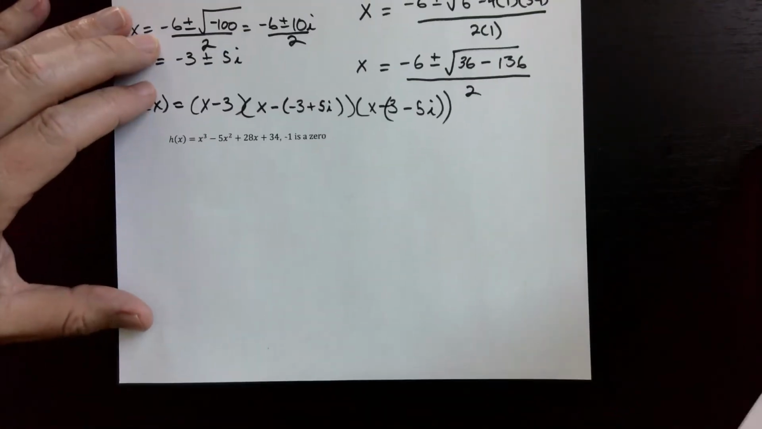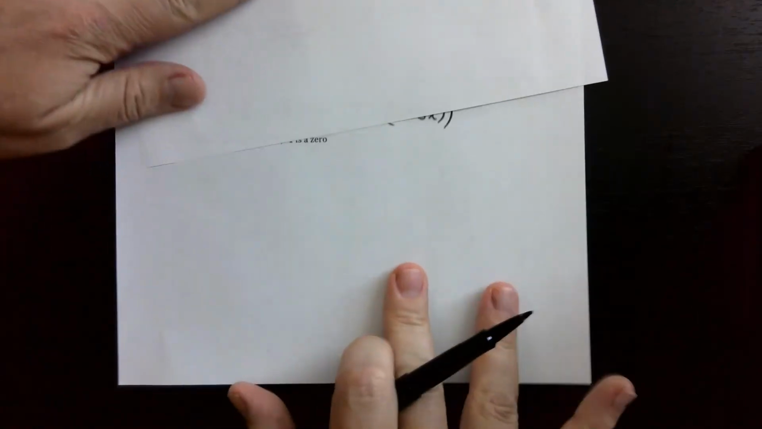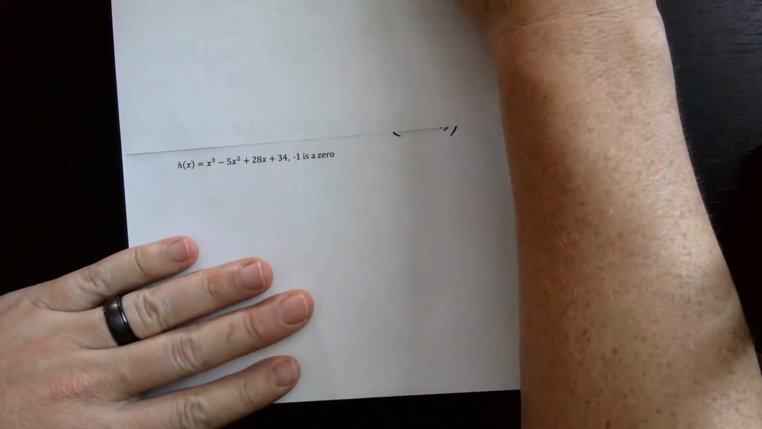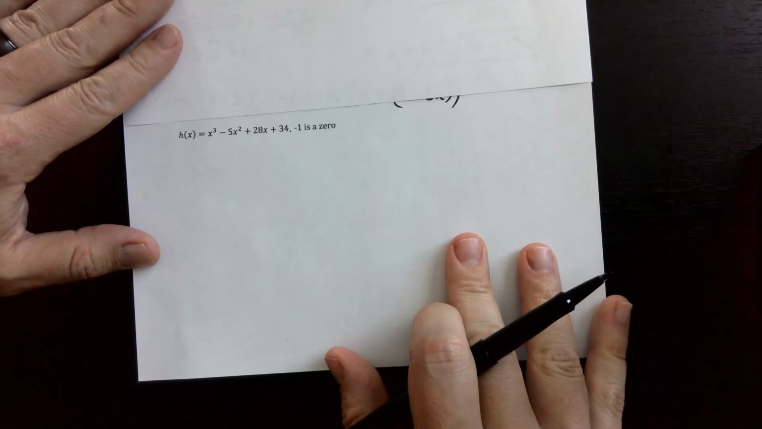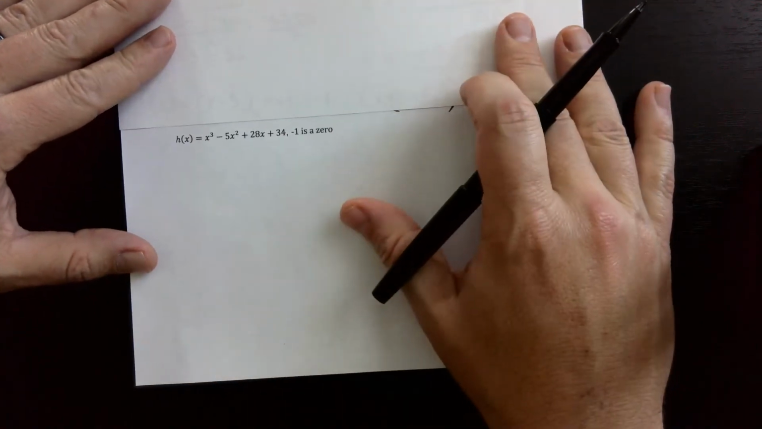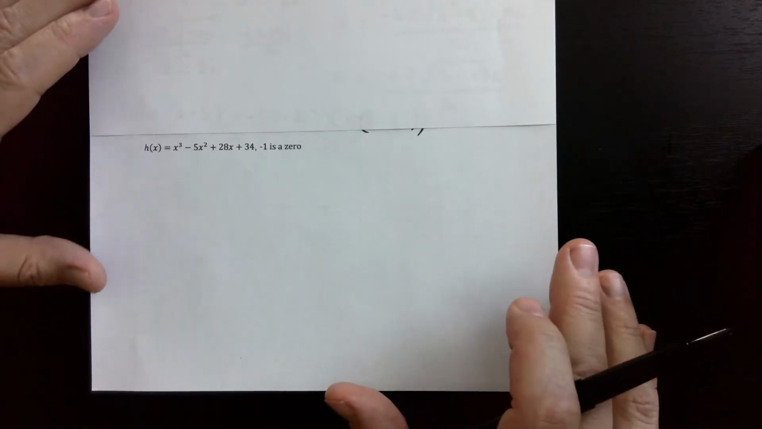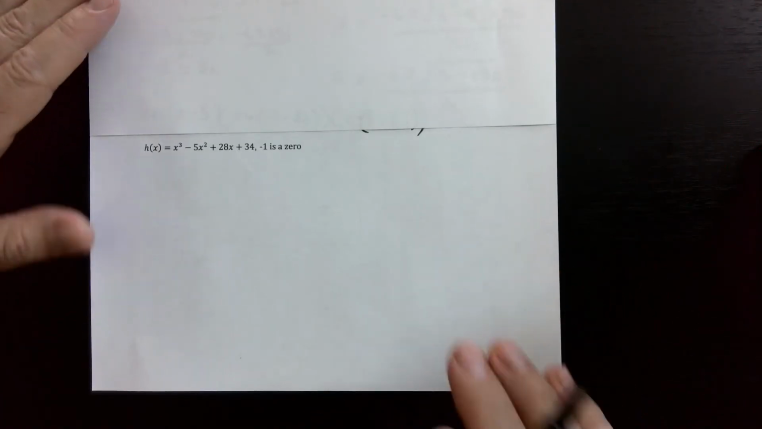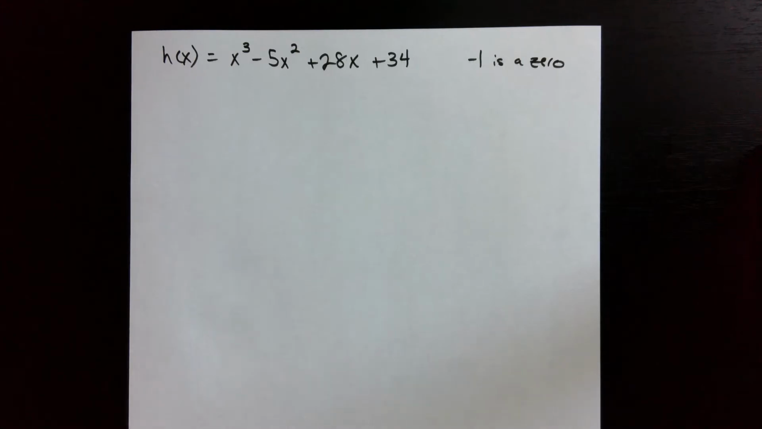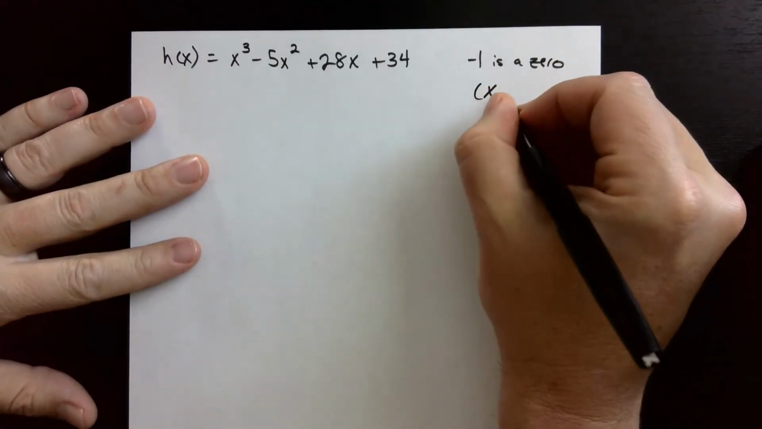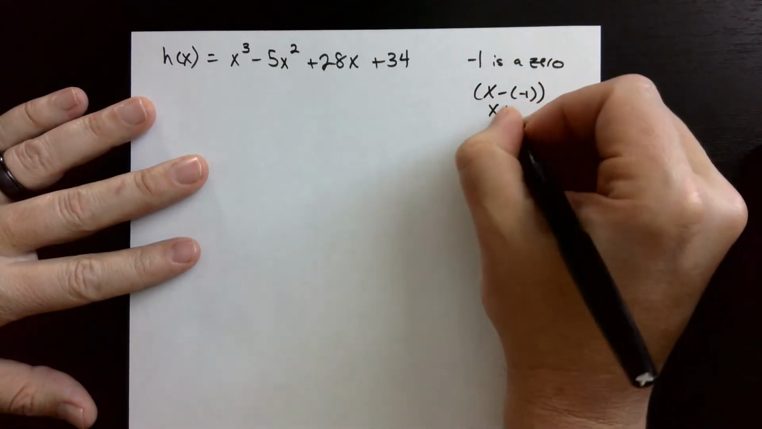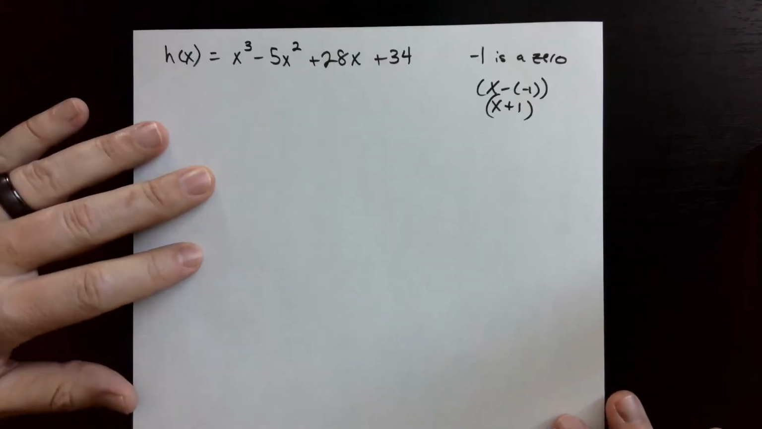So we've got, let's get this out of the way here. Okay, so x cubed minus 5x squared plus 28x plus 34, and x minus 1 is a 0. Okay, so let me write that down real fast on a different sheet of paper for more room. Okay, here we go. So we know that negative 1 is a 0. Okay, so that means that x minus a negative 1 is a factor. That's x plus 1.